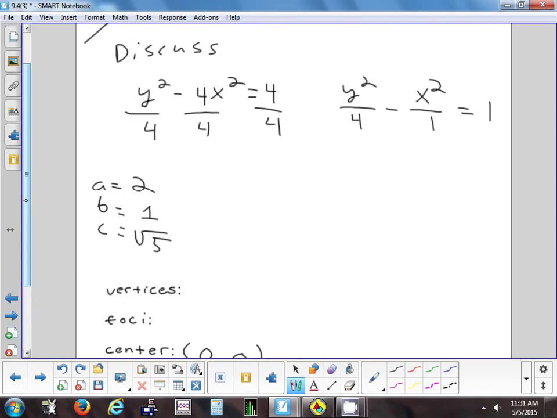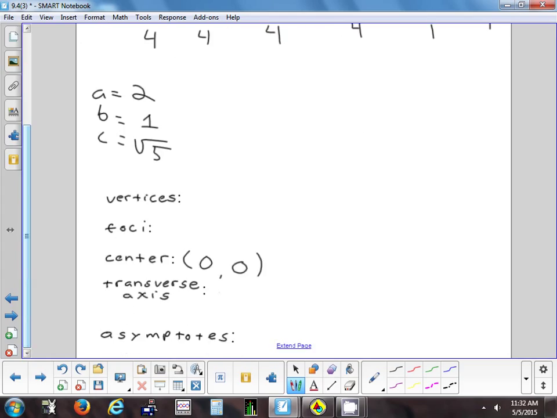Okay, transverse axis. Casey, which way is the transverse axis going to go here? Vertical. Okay, y is the positive, comes first. Whichever one is positive, that's the direction of the transverse axis, vertical. So now this tells us the vertices and the foci are above and below the center.